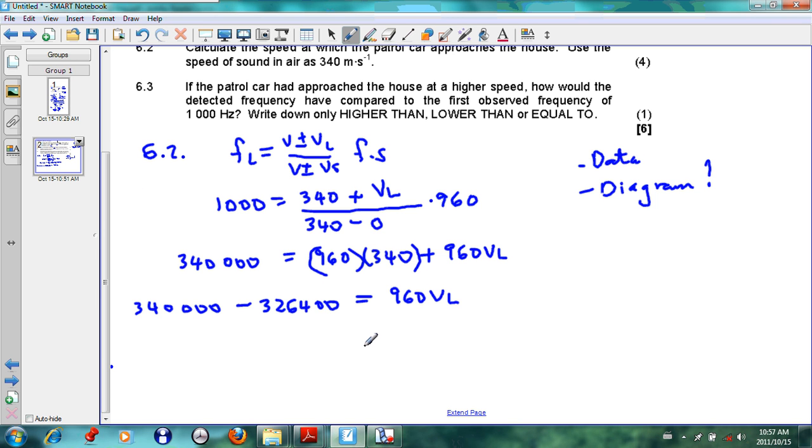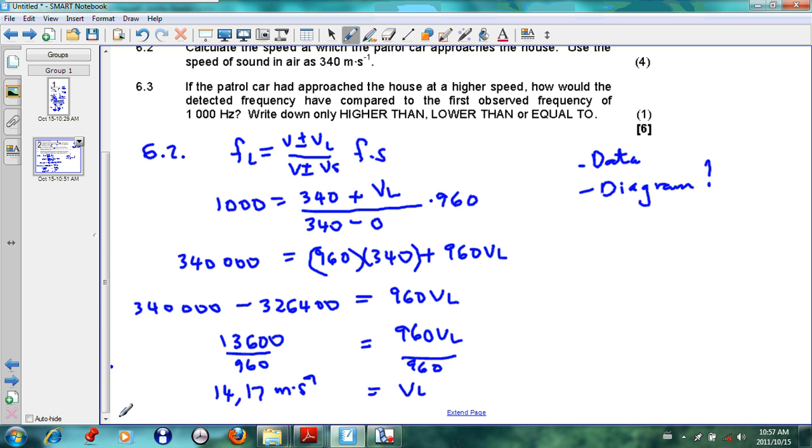But continuing here with the maths, we see 340,000 minus 326,400 will give you 13,600 is equal to 960 vL, and if you divide both sides by 960, we can work out the velocity of the listener, which will be 14.17 meters per second. So that's a typical way of doing the sum.